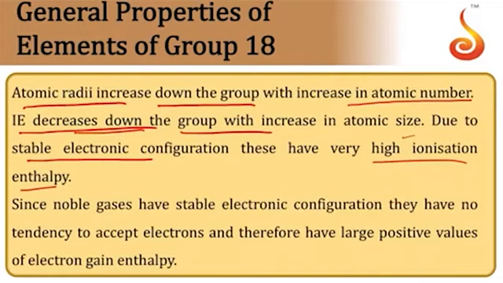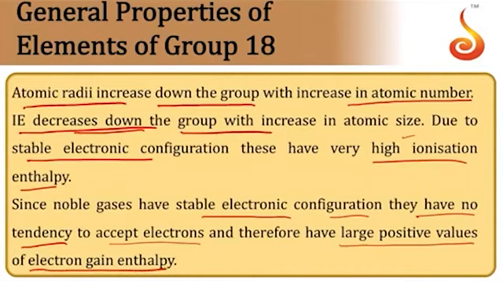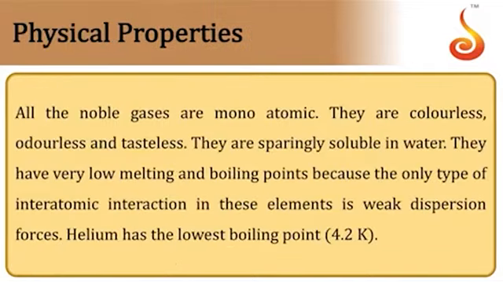Since noble gases have stable electronic configuration, they have no tendency to accept electrons, and therefore they have large positive values of electron gain enthalpy. So because of stable configurations, they do not have tendency to accept electrons. Therefore, they have large positive values of electron gain enthalpy.